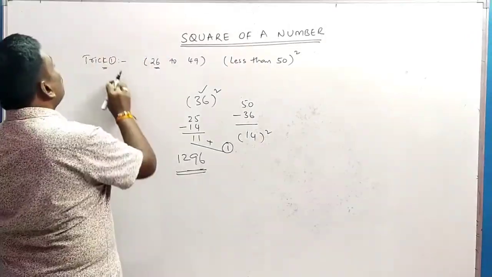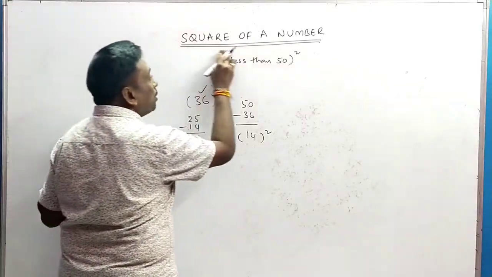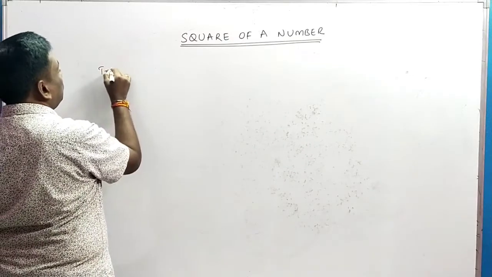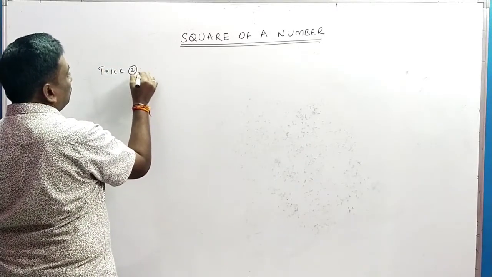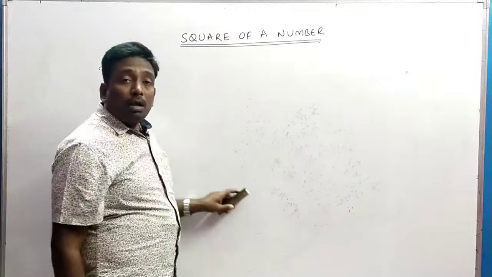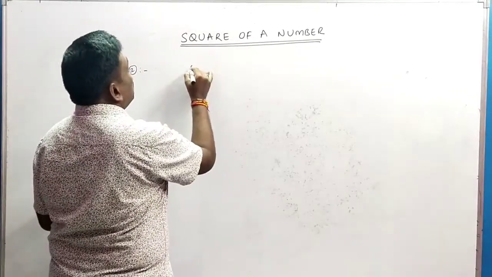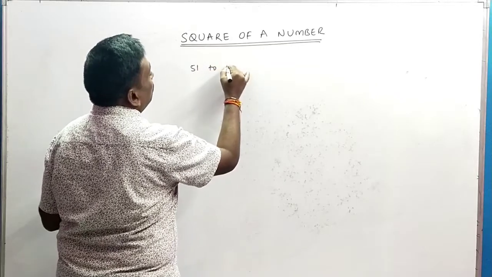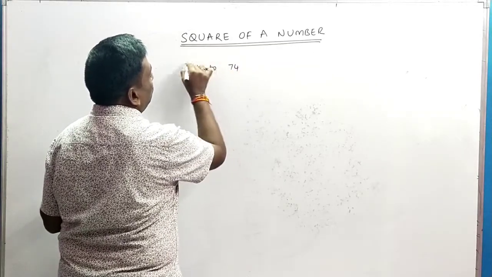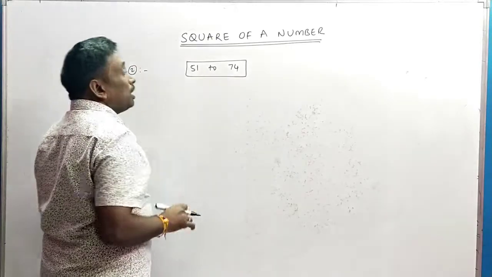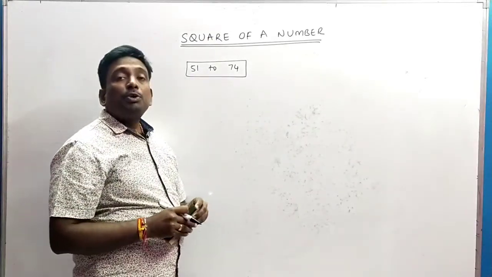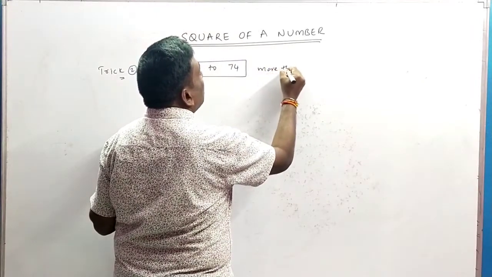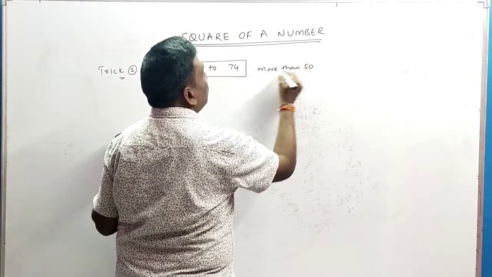Now we move on to the next method, trick number 2. The numbers which vary from 51 to 74. In the previous case, the numbers were less than 50. These are more than 50 and less than 75.